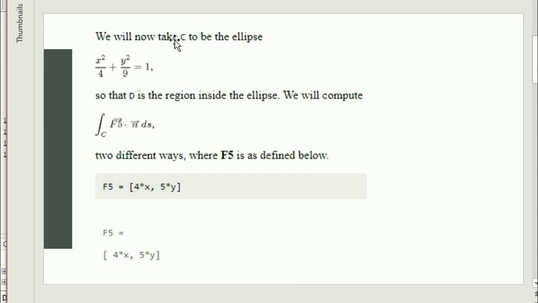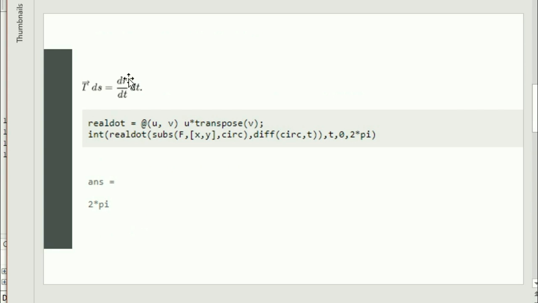So we will begin by taking C to be the ellipse. This is the ellipse equation, x squared over 4 plus y squared over 9 equals 1. We will take D as the region inside the ellipse and we will compute F. F is x equal to 4x and y equal to 5y.